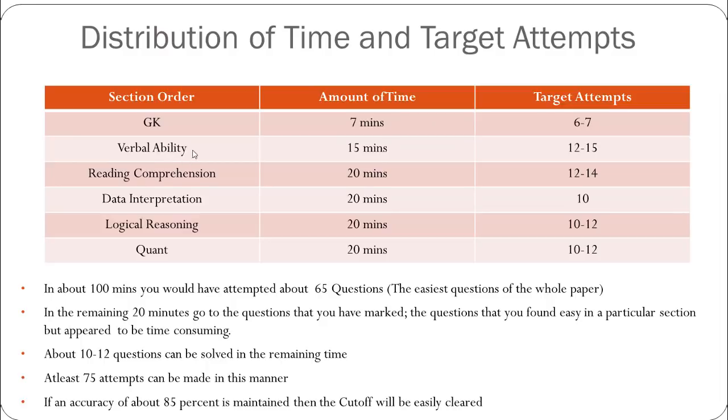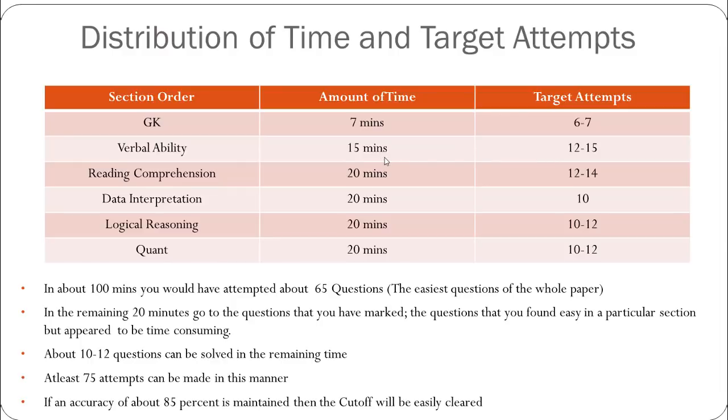The next section we'll attempt is verbal ability in about 15 minutes. Verbal ability is going to have questions based on vocabulary, synonyms, antonyms, fill in the blanks, parajumbles, etc. So in about 15 minutes, we can easily attempt 12 to 15 questions, which will give us a good score in this particular subsection.